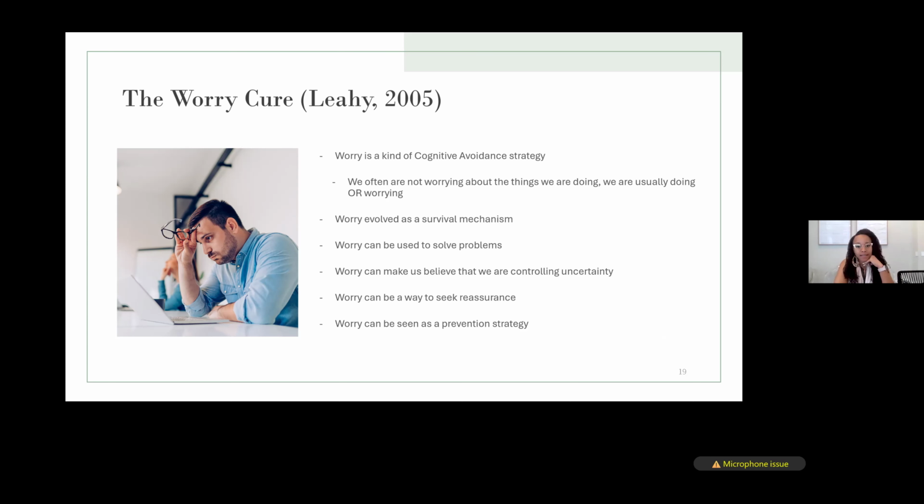The catastrophizing, the thinking about what could have happened in the past or what could happen in the future, that's often unproductive worry. That's the hamster wheel.